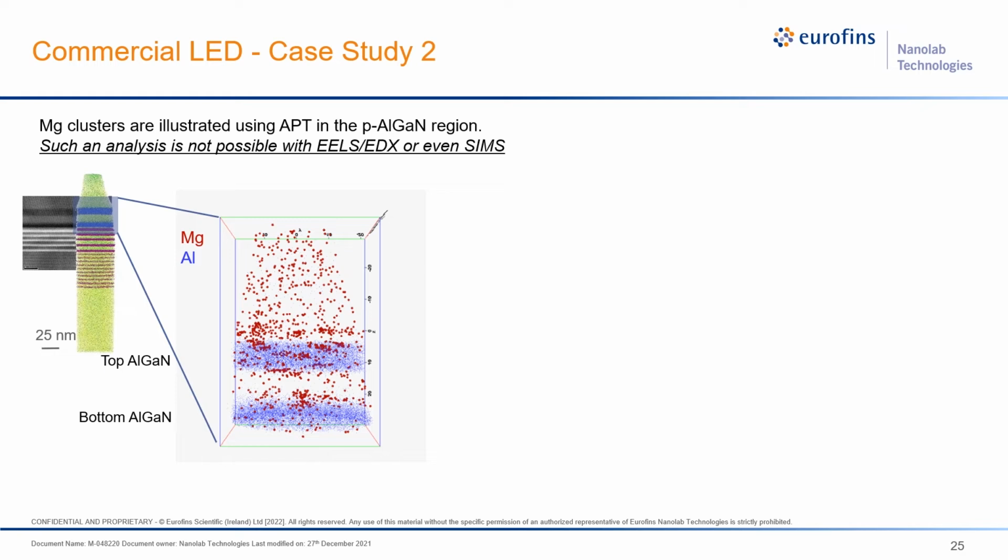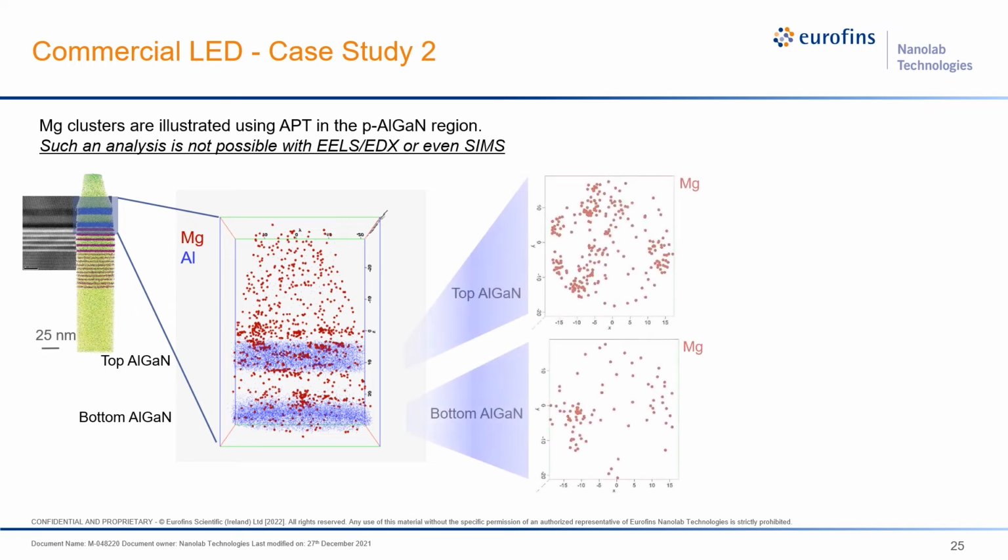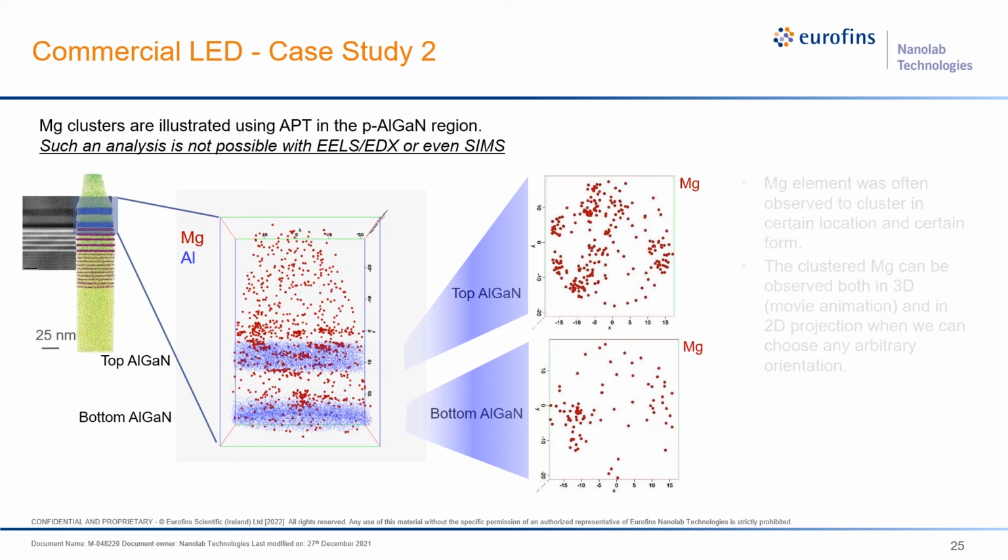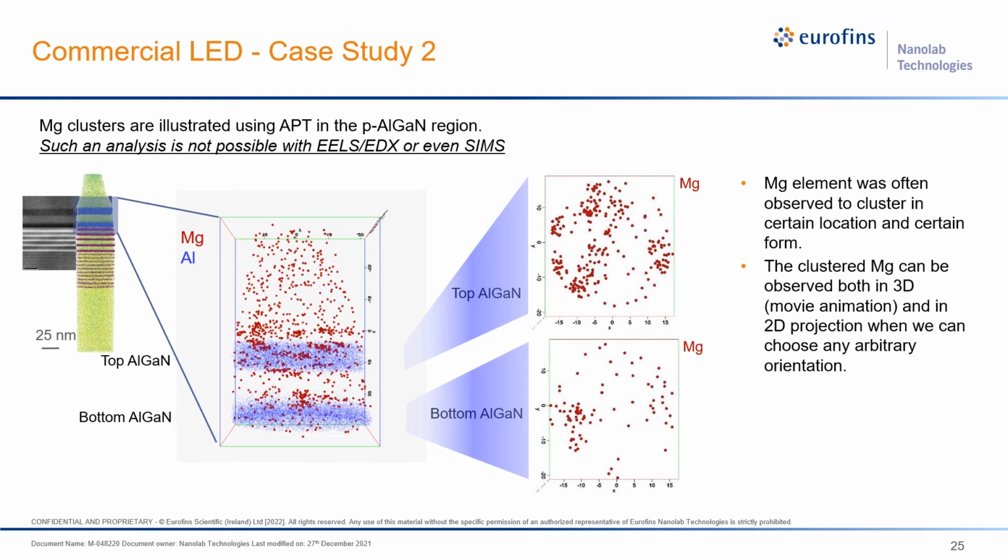So in this example, we can clearly see how the magnesium is distributed both in a top aluminum gallium nitride and a bottom aluminum gallium nitride layer. And we can see this not only in the front projection, but also when you look at it top down. In both cases, we can really see how this magnesium is different. And we will show this not only in 2D, but also in 3D.